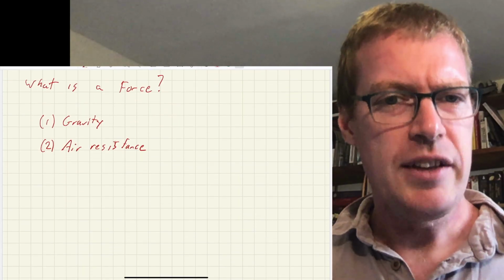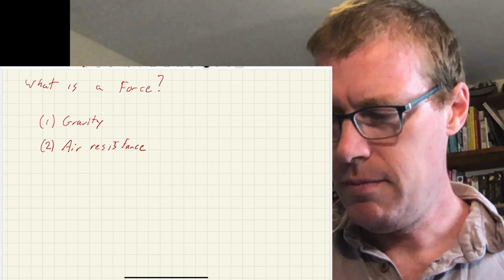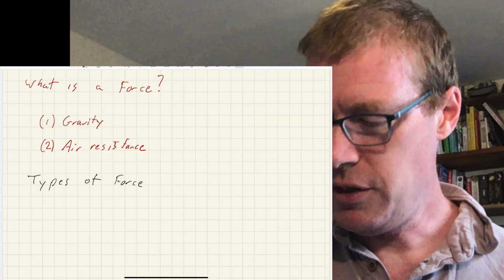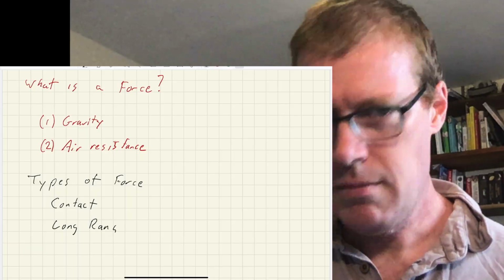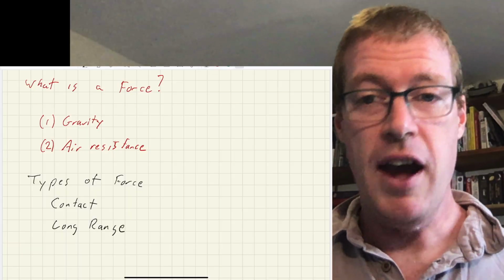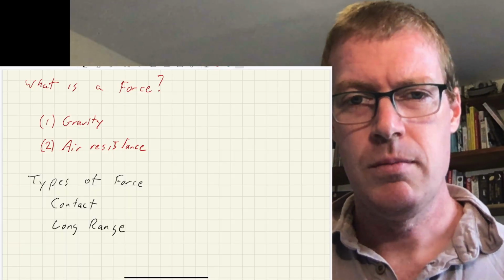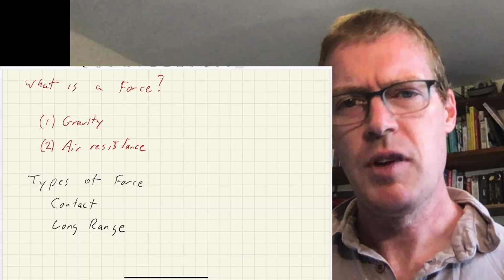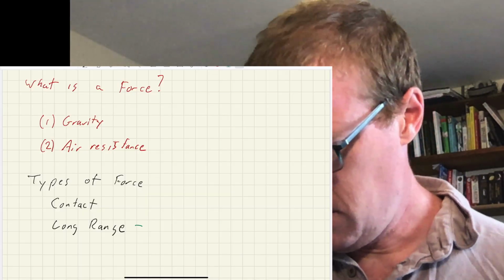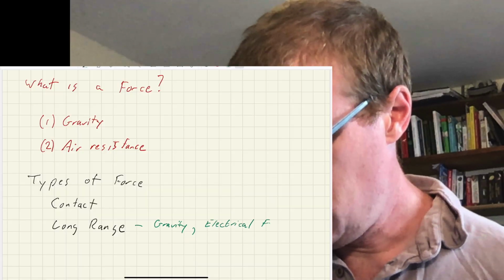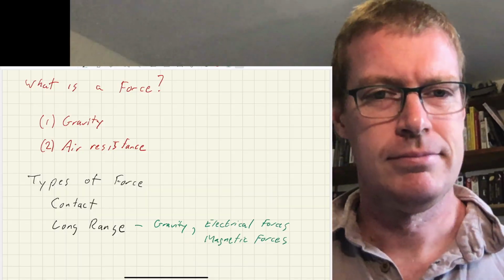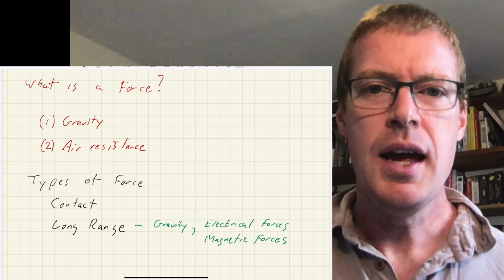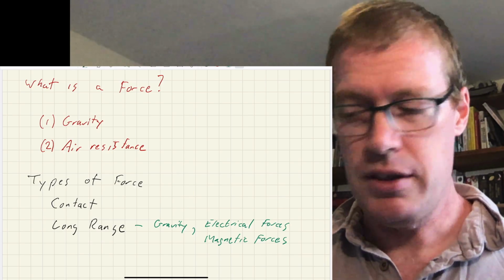The textbook classifies forces in two categories: contact and long range. Long-range forces include gravity and electromagnetic forces. Pretty well every other type of force is a contact force, requiring things to touch. Forces always involve two entities, an agent and an object.